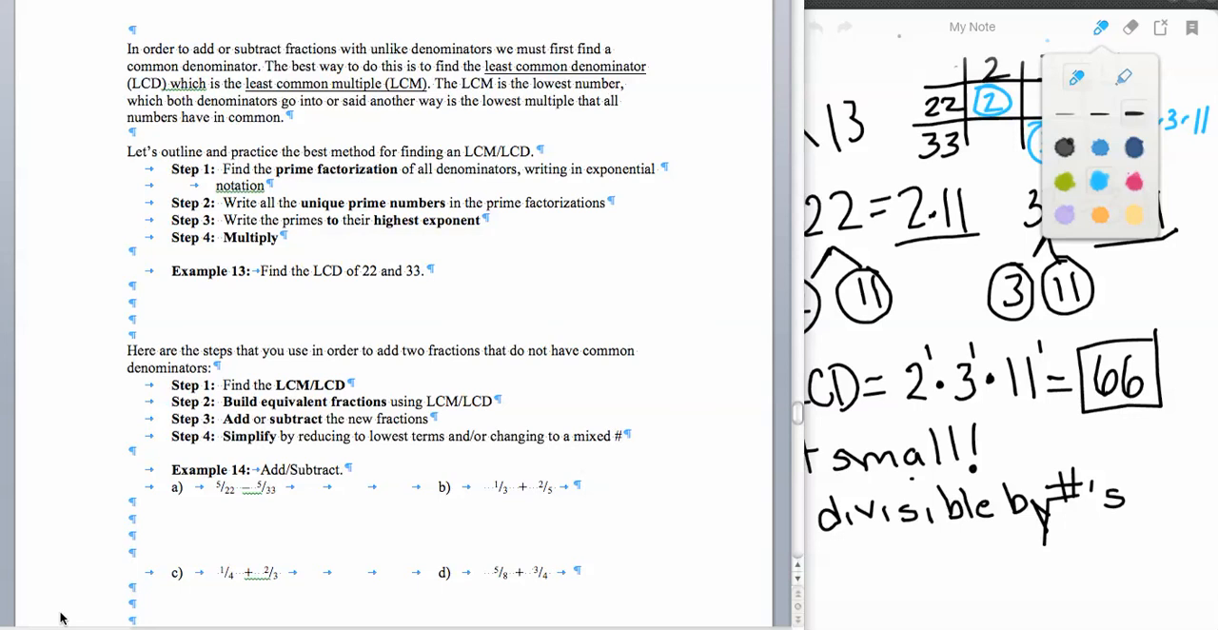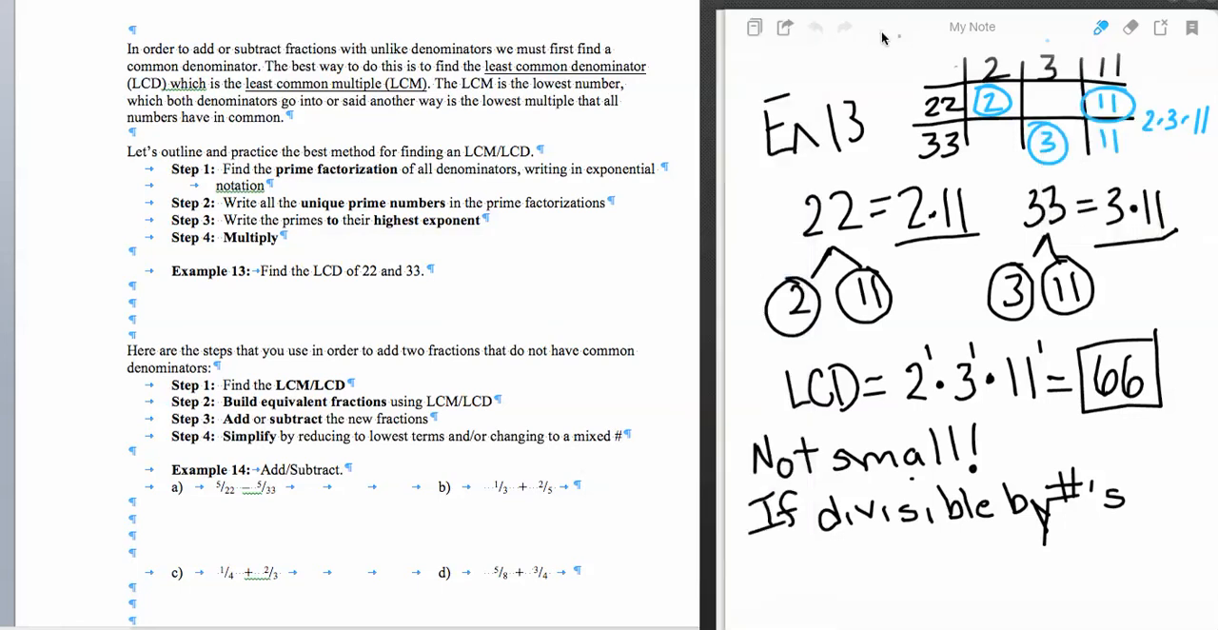This is our next lecture on section 2.2. This is about adding and subtracting with unlike denominators. So in our last example, 13, we found out that the LCD for 22 and 33 is 66, and I just wanted to remind you of that.